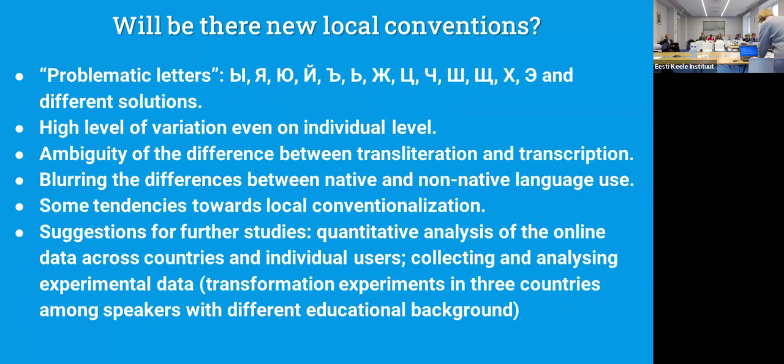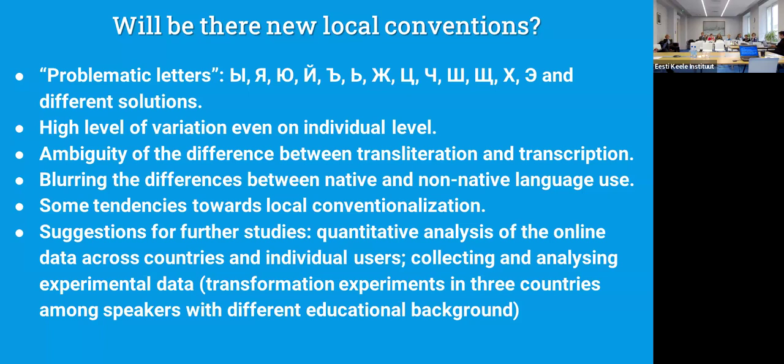Well, some preliminary conclusions that we can draw are, of course, that there are these problematic sounds and problematic letters, which we are focusing on. We can also see that there is a lot of variation, even a high level of variation, even on an individual level, when the same individual can write the same sentence differently. But there are also some tendencies: in different groups in different countries, there are some norms in the making. People rely on more or less intuitively clear rules, and these solutions are different in different countries depending on what the majority language in the country is.